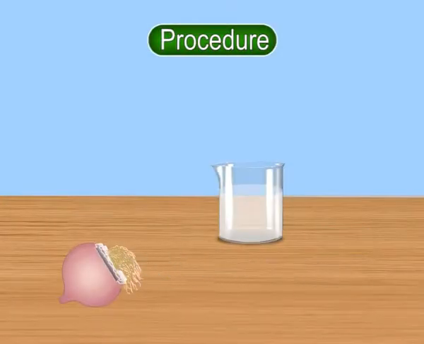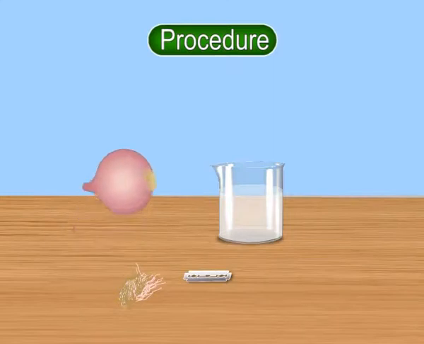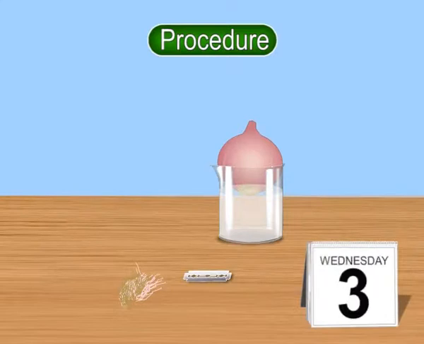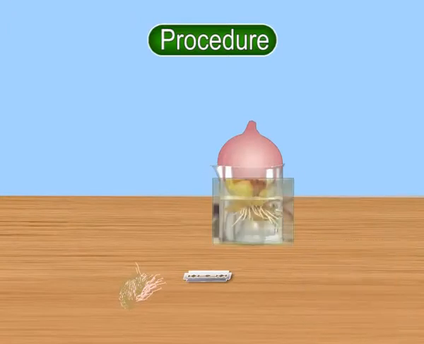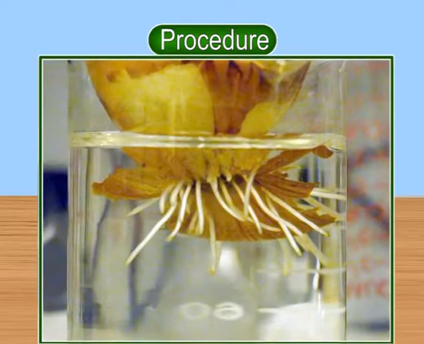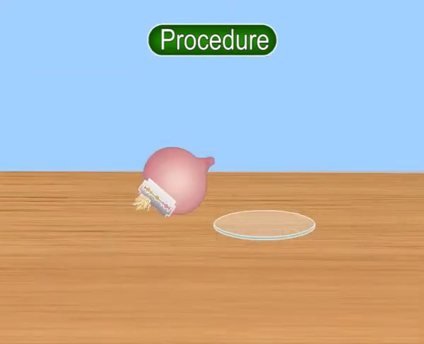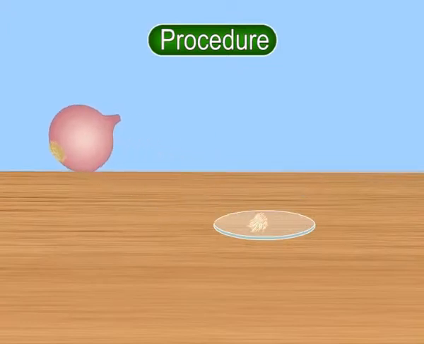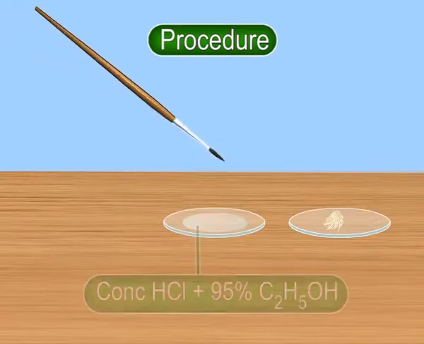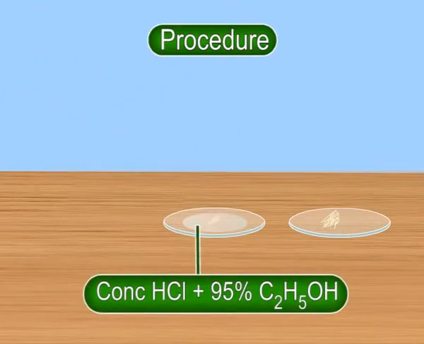Remove old roots from an onion and put it on a beaker filled with water. Let it remain undisturbed for 4-5 days. New roots will appear. When the roots are 2-3 cm long, cut the root tips. Keep these root tips in a solution of concentrated hydrochloric acid and 95% ethyl alcohol mixed in 1:1 ratio. Keep them in this solution for 15 to 20 minutes.